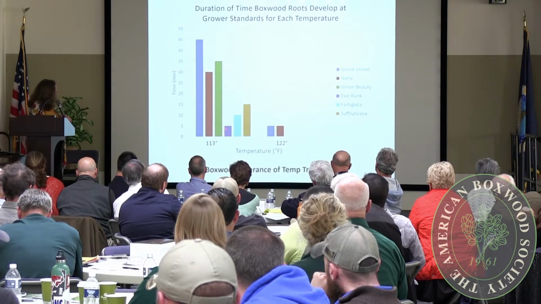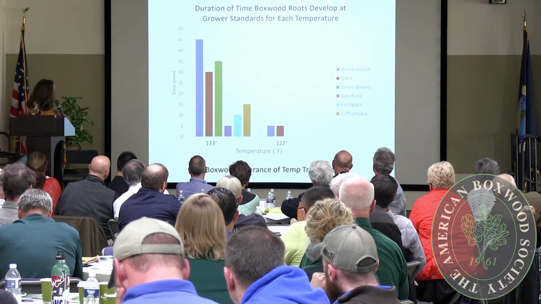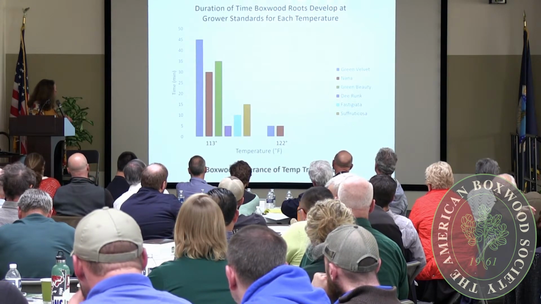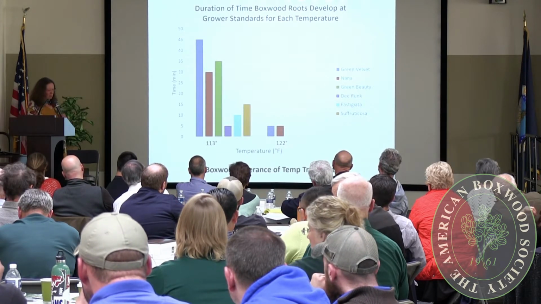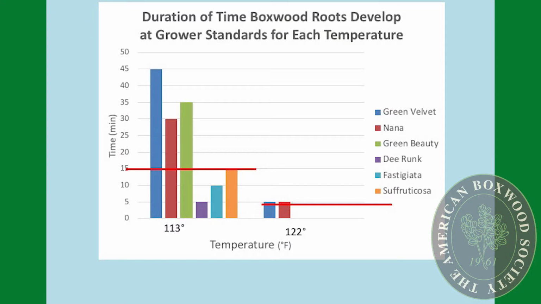Whereas, let's see, this is Dee Runk, not doing too well, Fastigiata and Suffruticosa, harmed by the 113 and having a much worse problem at 122, just not able to root at all. And here he's showing bars, giving you an idea for how you might set standards in that situation. You'd probably work with no more than 15 minutes for your treatment if you wanted to have the majority of your cultivars surviving. And if you cared about one of the others a lot, you might have to adjust that as well.